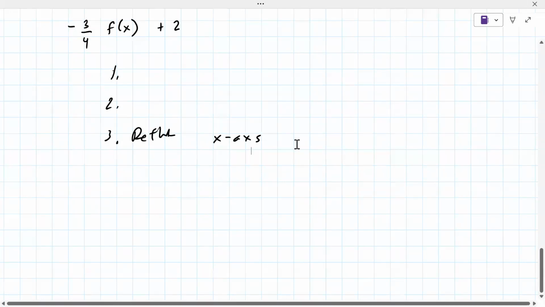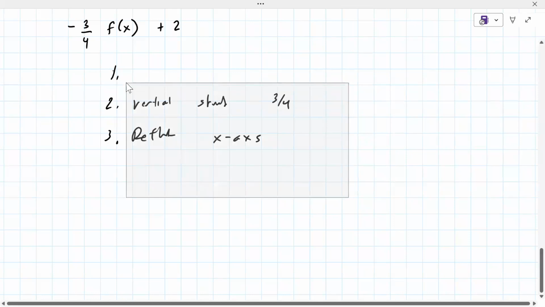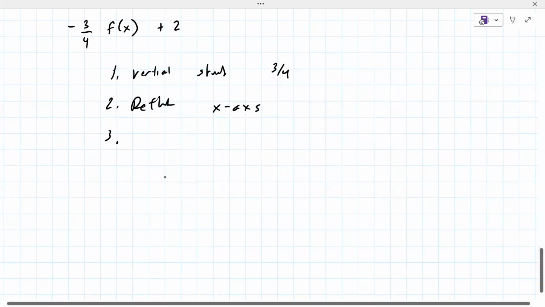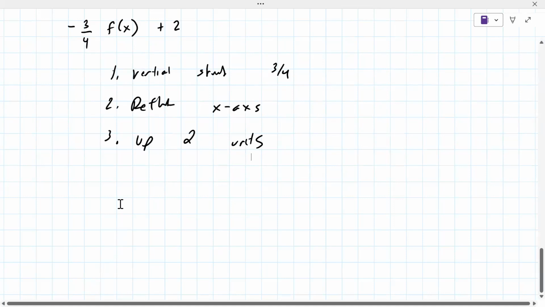It's a vertical shrink by 3/4, a factor of 3/4. Okay, good. And then it's up 2 units. Yes, up 2 units, good. Any questions on that before I give you another one? For the order of the transformations, how would you order them?